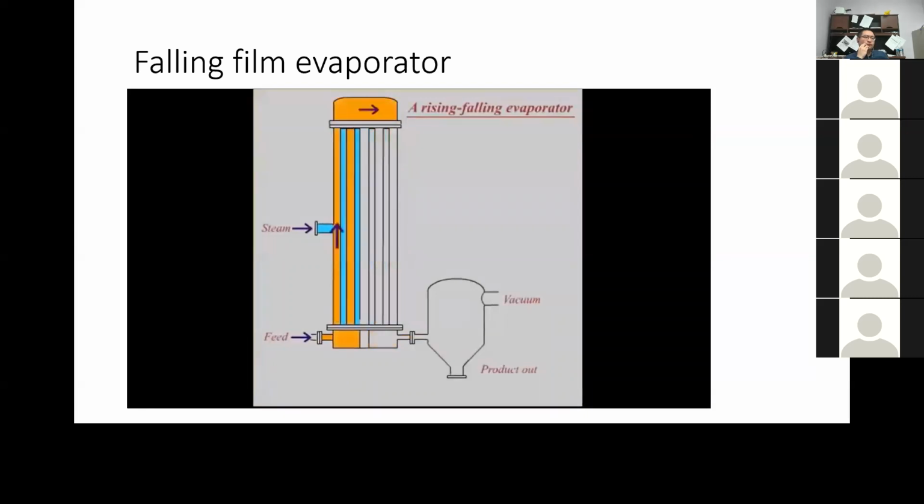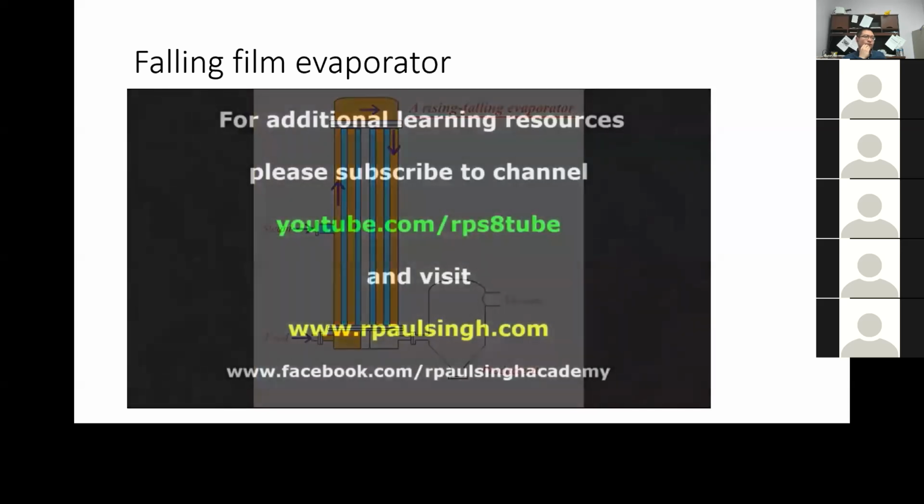So the liquid feed first goes through the rising film section where the feed gets pre-concentrated, and then it is allowed to fall by gravity in thin films in the falling film section of the evaporator. Again, these types of variations allow use of these evaporators for specific applications for heat-sensitive foods.